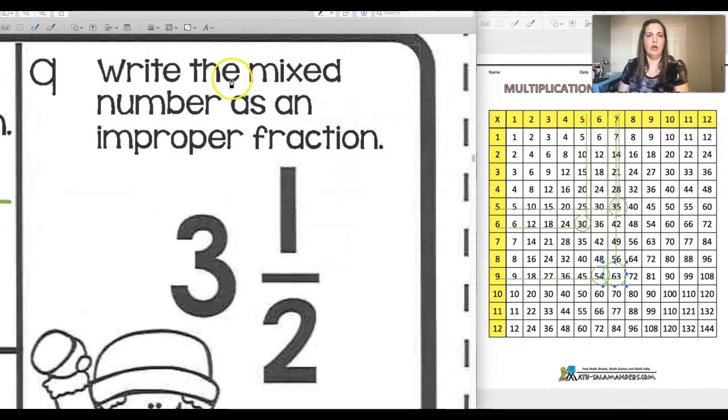Question 9. Write the mixed number as an improper fraction. We learned this last week. I'm going to play a short video reminding you of how to do this, and then we'll do it together.